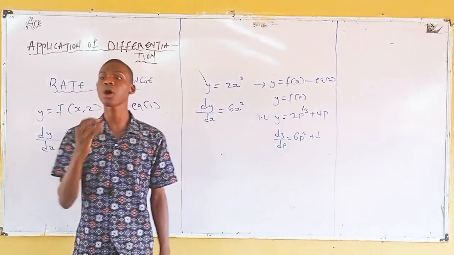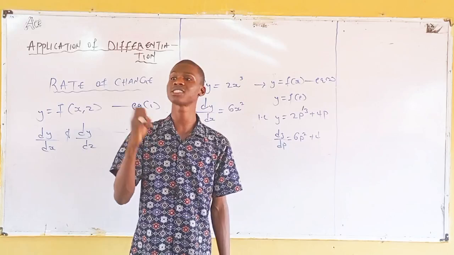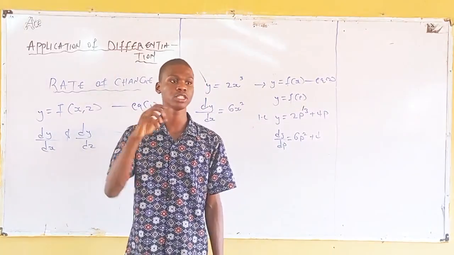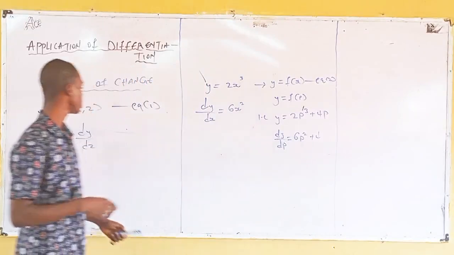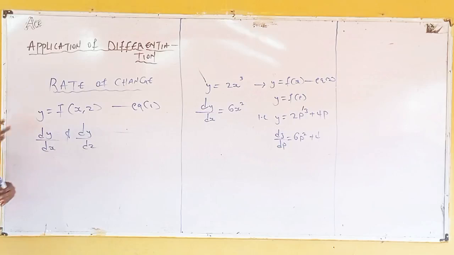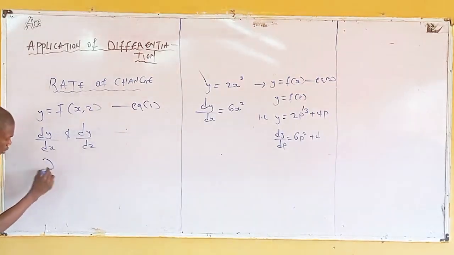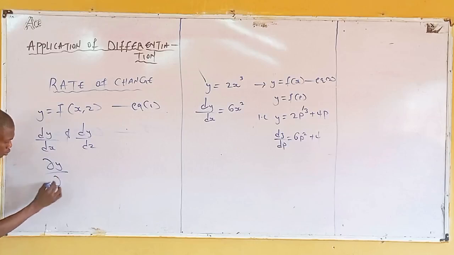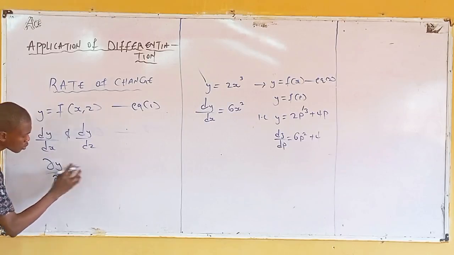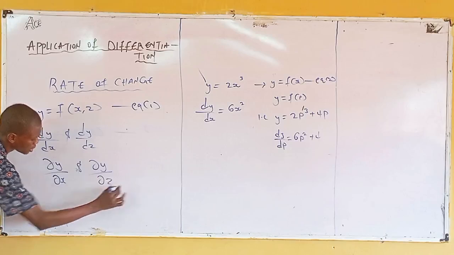But in this case, there's a way to symbolize partial derivative. Are you getting me? The denotation is different. To show your examiner that you know what you are doing, since it is a partial derivative, this is how you represent it: with the curly delta symbol, ∂y over ∂x and ∂y over ∂z.